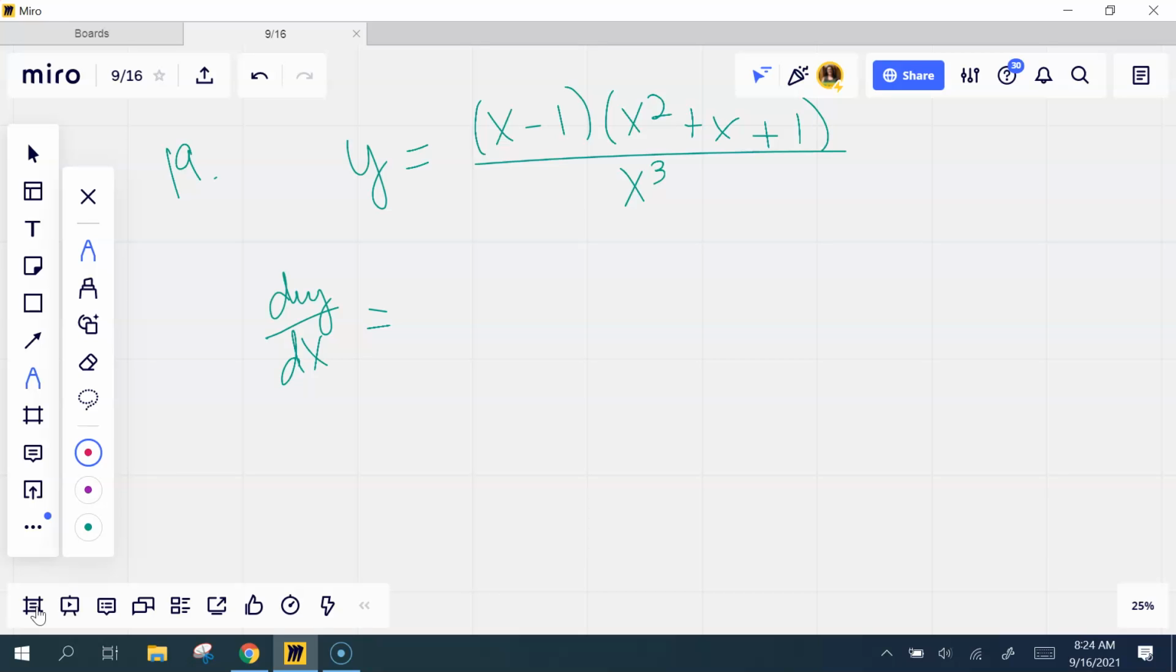You can't just do the derivative of the top and the derivative of the bottom, though. All right, watch.